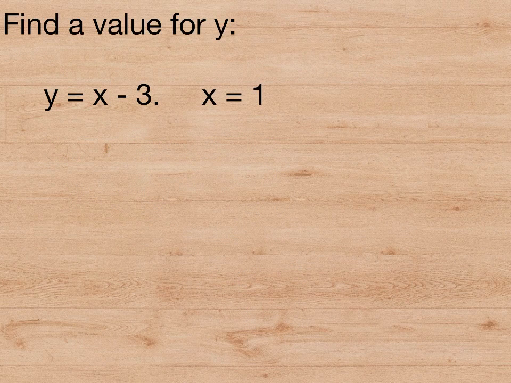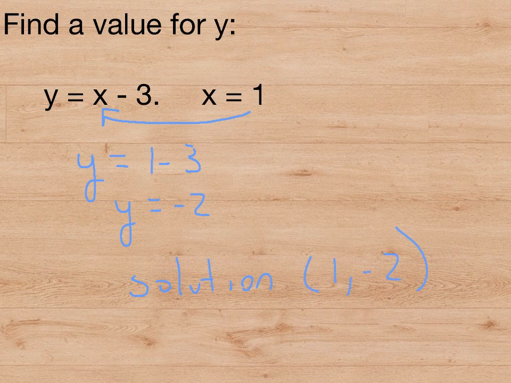I took the top equation from last time. I know that x is 1, so that 1 is going to go right there. So y is going to equal 1 minus 3. So y equals negative 2. So again, we talk about a solution. My solution is 1, negative 2. Now I'm going to go ahead and let you practice this type of substitution problem.